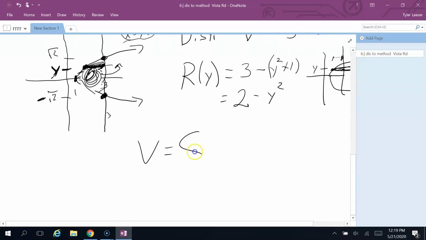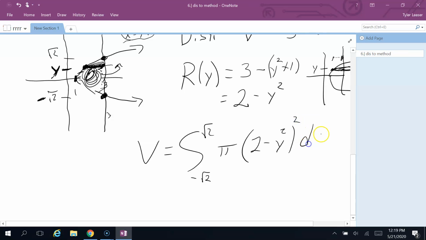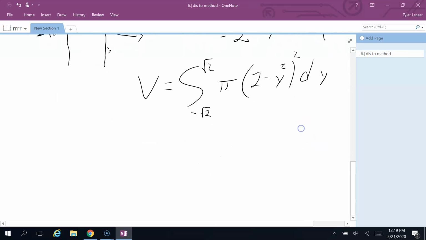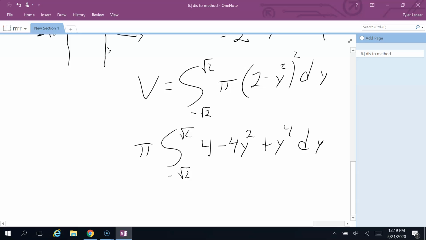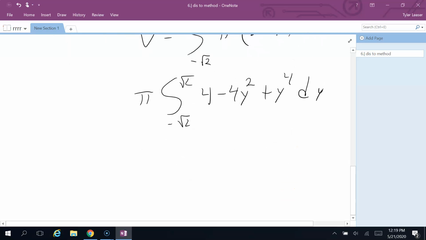So the volume is going to be the integral. We do have to be careful about the limits. Remember, it's negative square root 2 to positive square root 2 of pi times my radius function, which is (2 minus y squared) quantity squared, dy. All right, just to do this real quick, we're going to pull the pi out. We'll go ahead and FOIL out this parentheses here. So 2 squared is 4, then we're going to have a negative 4y squared, and then plus y to the 4th. So again, that was just FOILing out the parentheses and pulling the pi out.